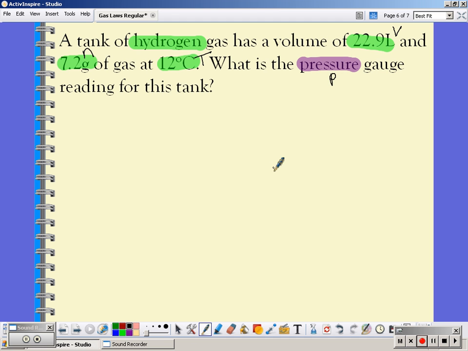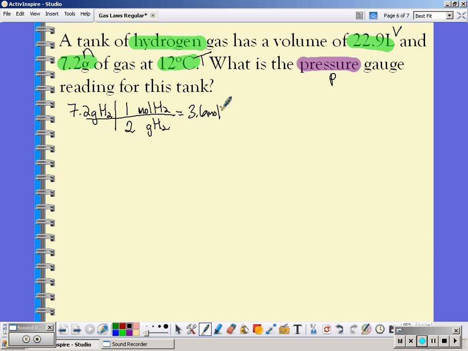So I'm going to use the ideal gas law, and I want to be in specific units. Pressure has to be in ATM, but that's what I'm looking for. Volume has to be in liters, and it is. My amount needs to be in moles. So I need to take 7.2 grams of hydrogen to moles of hydrogen. 1 mole, the molar mass of hydrogen, 1 plus 1 is 2. 3.6 moles.